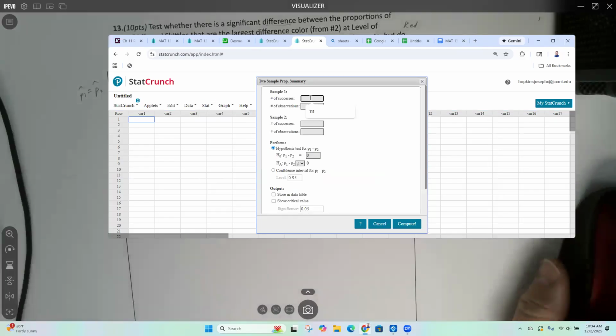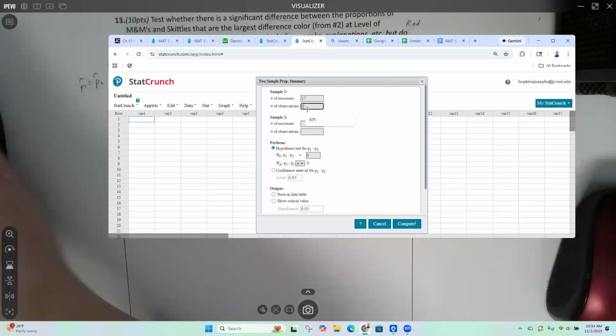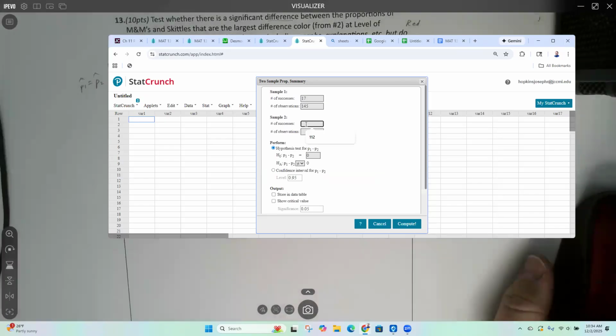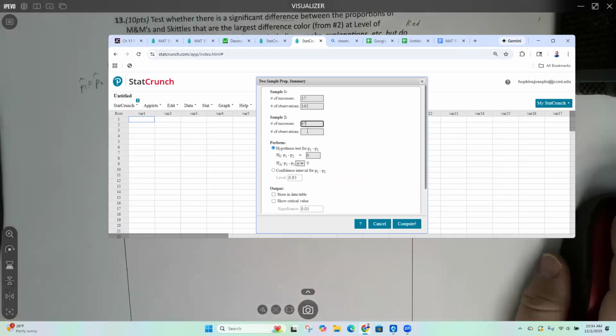I'm doing red this time. 17, 45 still, 47, 241. Leave it as hypothesis testing.